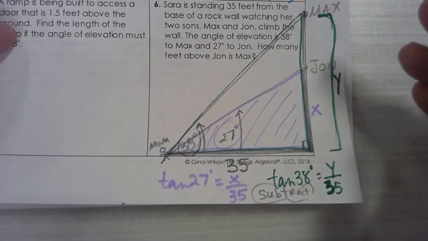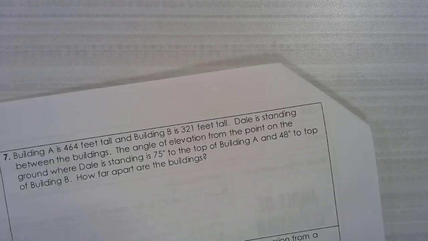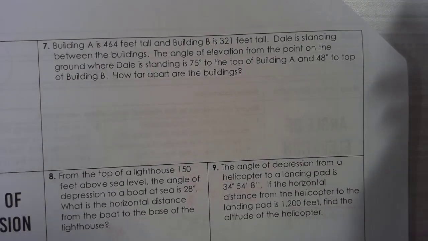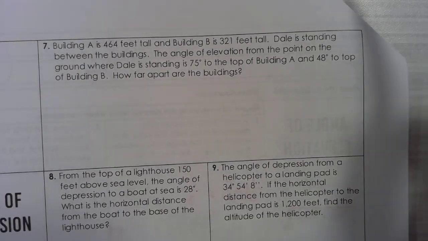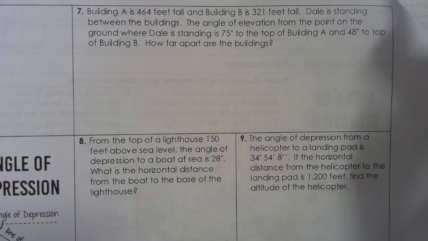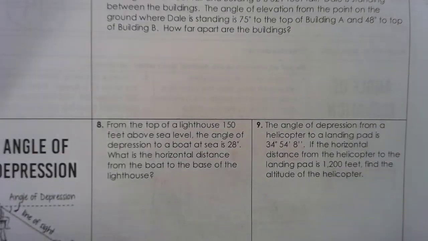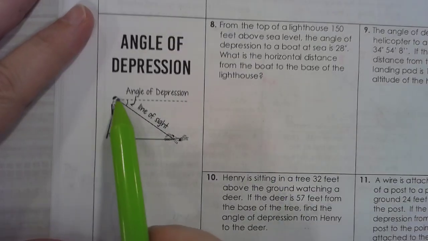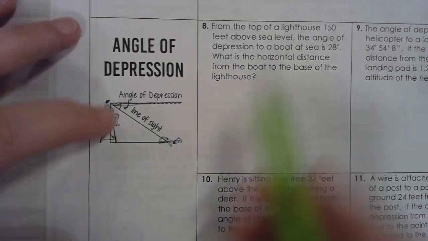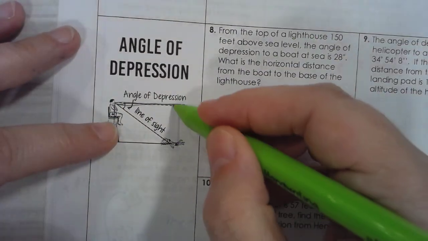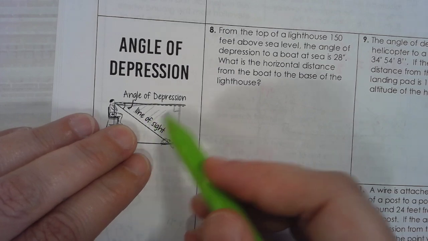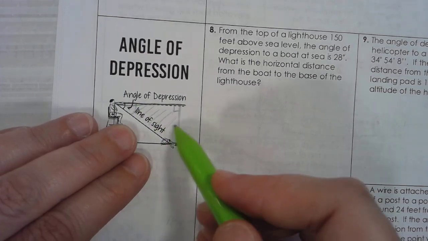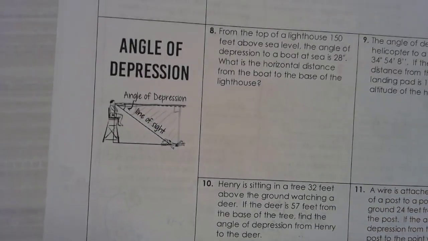All right, let's do maybe 2 angle of depression. I don't know, what do we got here? So on your angle of depression, your horizontal line is going to be up at the top of your triangle, and your angle is going to go down from there, right? Depression is down.